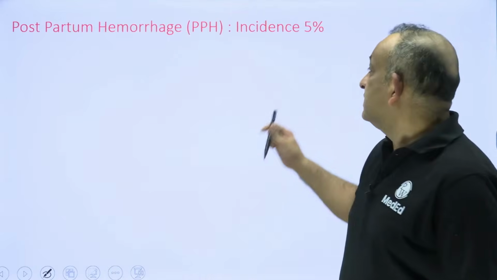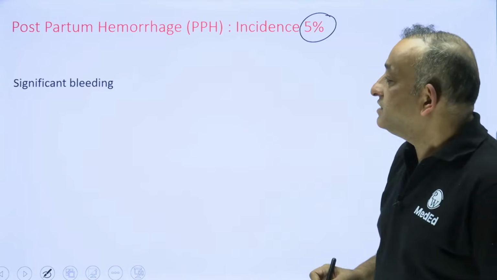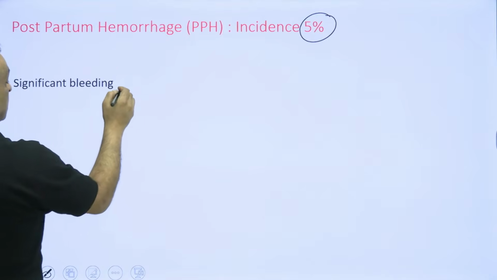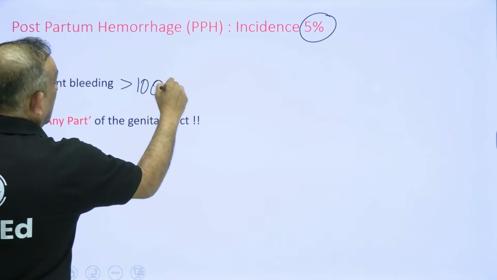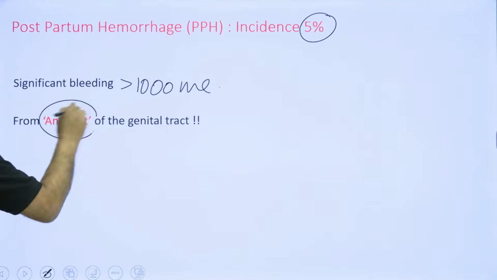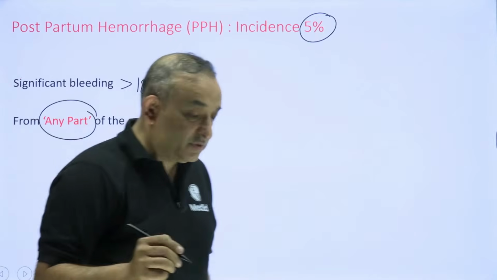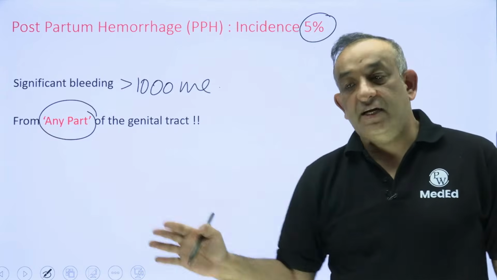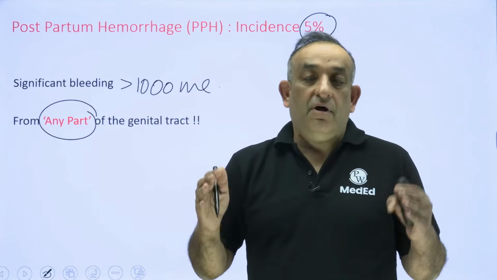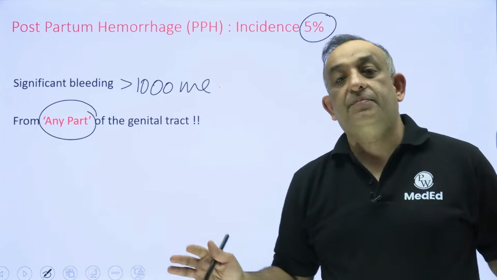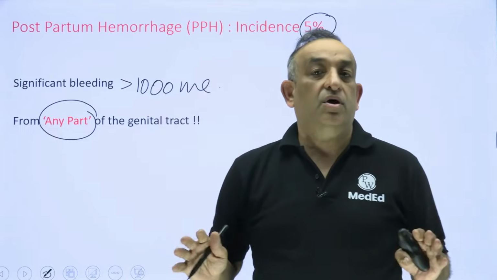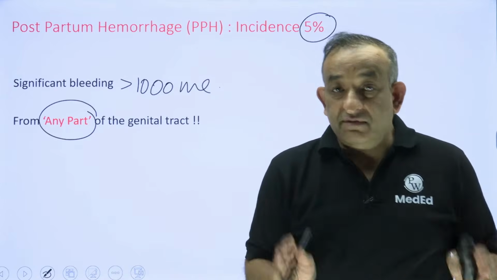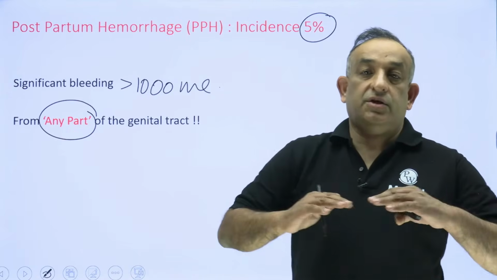Now, postpartum hemorrhage, the incidence is 5% of all the deliveries, and significant bleeding is more than 1000 ml after delivery from any part of the genital tract. Please do not get confused. Some of you are final year MBBS students here. You must understand that any part of the genital tract, if a woman is bleeding from the uterus after delivery, we know it is atonic PPH. So do not get confused. Most common cause of obstetric hemorrhage is PPH. Then the most common cause of that PPH is atonic PPH, that is the uterus is loose.